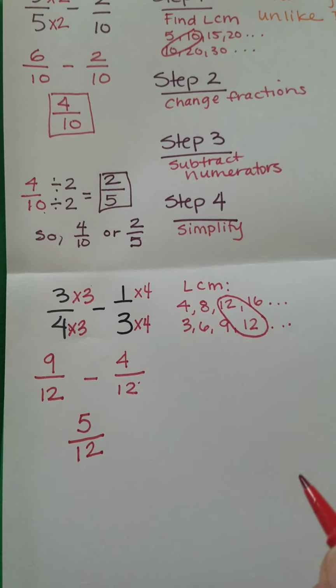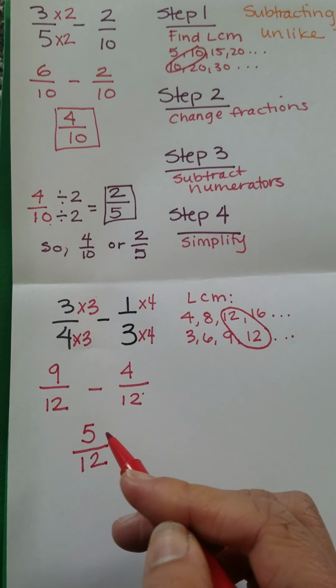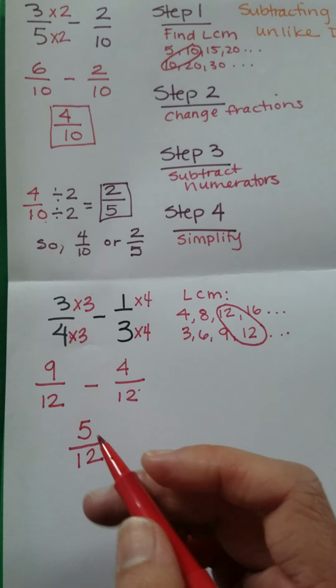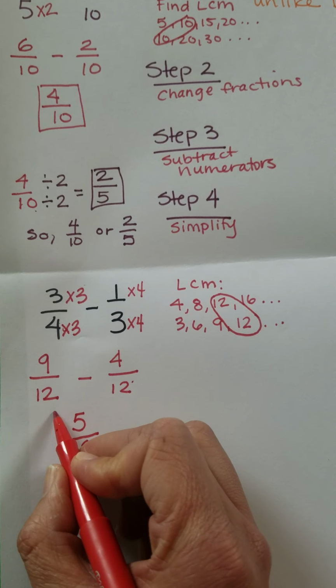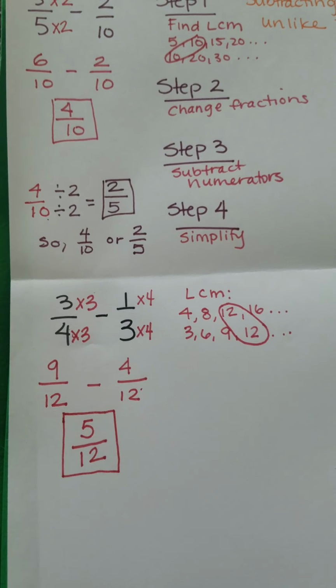Now, if we wanted to take it up a notch and try step 4 to simplify, I'm going to look at it. Well, I notice that 5 is a prime number, which means my fraction is already in simplest form. So this is my final answer. I'm going to go ahead and box it.